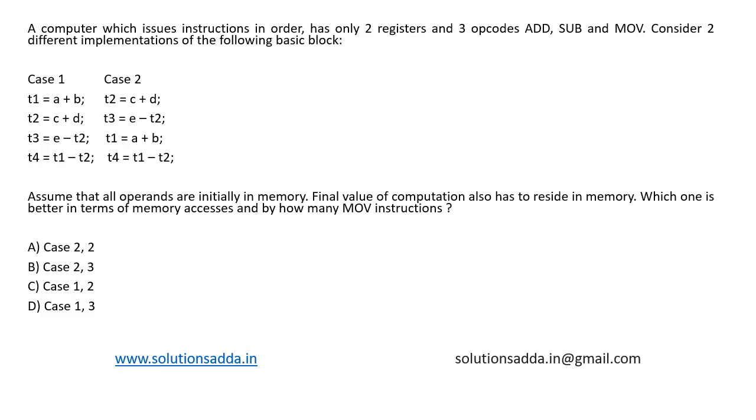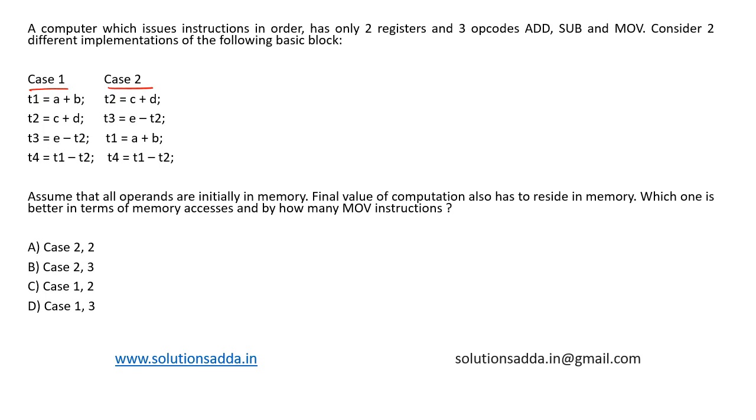This is a previous ISRO question. A computer which issues instructions in order has only two registers and opcodes add, sub, and move. Consider two different implementations of the following basic block. Case 1 represents one implementation and case 2 represents the other. Assume that all operands are initially in memory, and the final value of the computation also resides in memory. Which one of the following is better in terms of memory access and by how many move instructions?